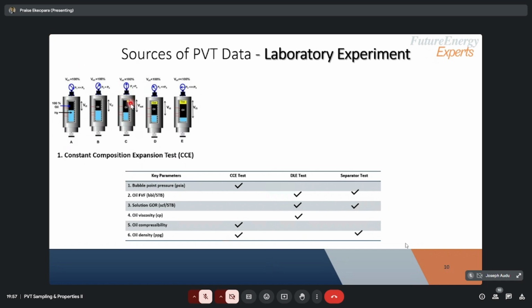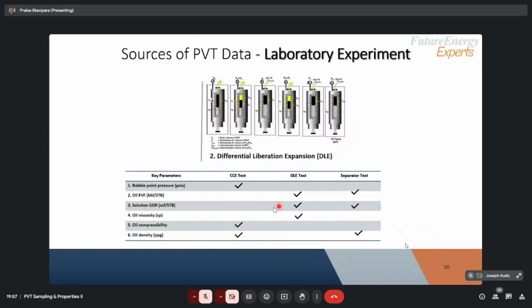So at this pressure now, whereby the first bubble of gas has been noticed, automatically becomes our bubble point or saturation point pressure. And for the constant composition expansion test, some of the key parameters we can discover from it are, number one, the saturation point. That's the one we can determine from it. Then we have the next one, oil compressibility. You can equally determine it from that as well. Then we have the oil density. We can determine it from this experiment as well.